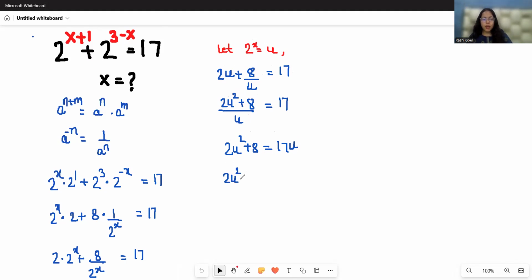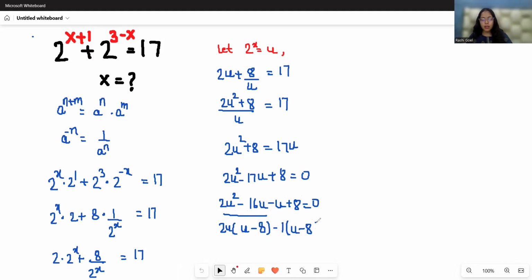So 2u square minus 17u plus 8 equals 0. Now it's a quadratic equation, so we can write this negative 17u as negative 16u negative u plus 8 equals 0. Now if I take 2u common from the first two terms, what is left is u minus 8. And if I take negative 1 as common, u minus 8 equals 0. Now if I take u minus 8 as common, what is left is 2u minus 1 equals 0.